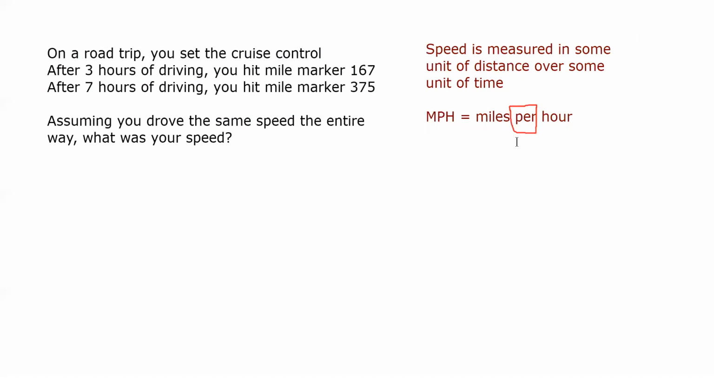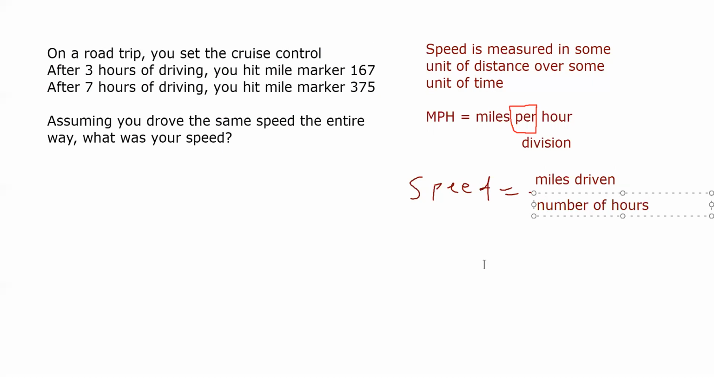You see the word per, you're thinking division, and that's exactly right. So just using a little bit of what I think is either common sense or sense that you've maybe developed, especially if you are a driver, you can usually measure your speed as miles driven over time to drive that many miles, or number of hours you drove.